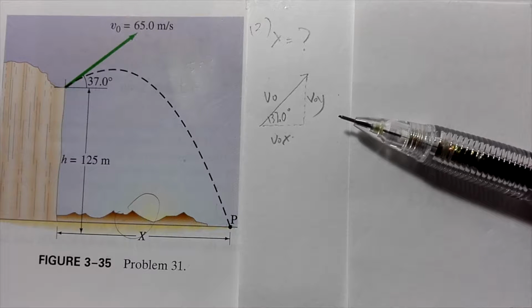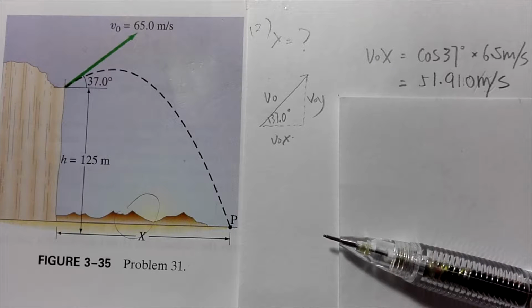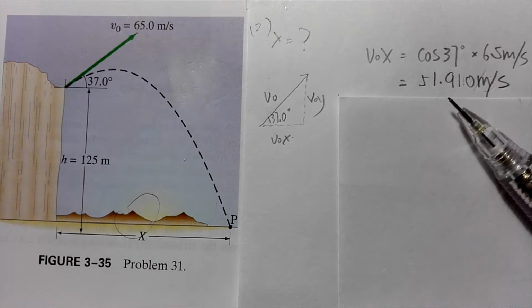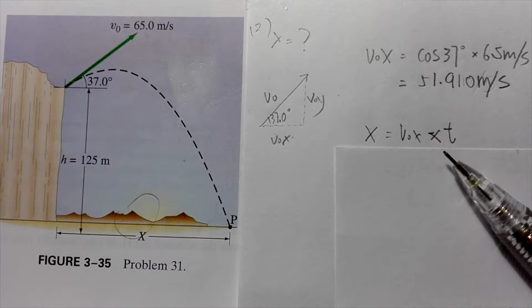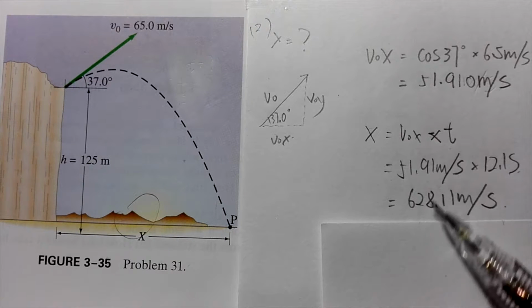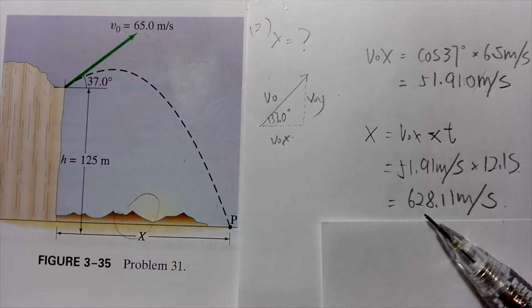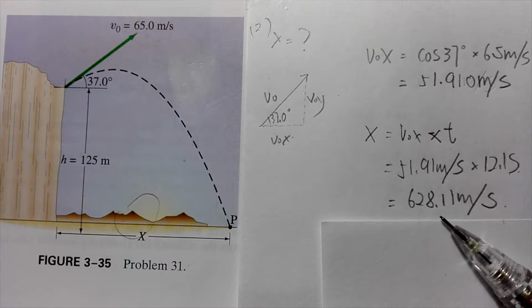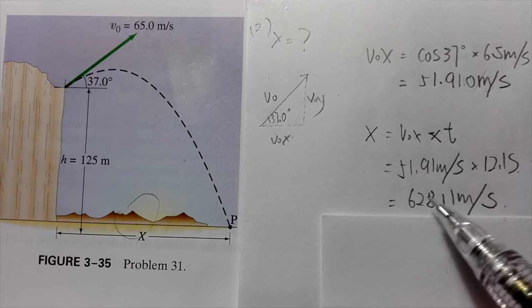For the range, we can also draw a right triangle to separate the velocity. This time we want to find the velocity x. It is equal to cosine 37 times 65 meters per second, so the value is shown like this. Next, we can use this formula to solve for x. So x equals 628.11 meters. So the result is this.